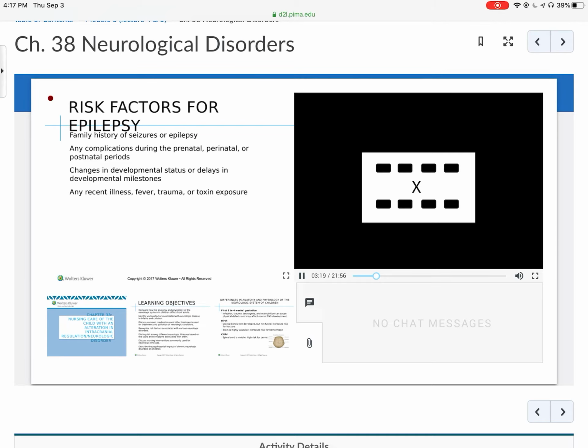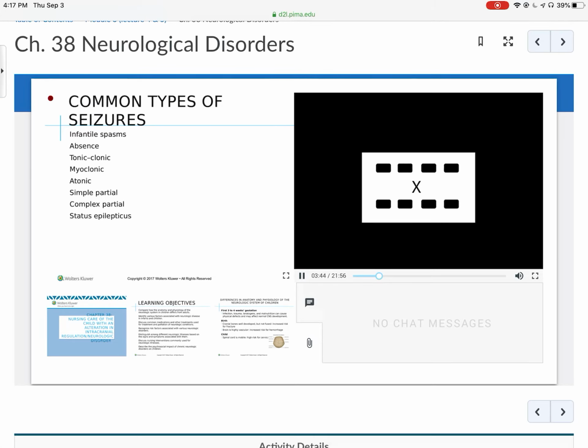to fit the current symptoms. Kids who have a family history of epilepsy are more at risk, or complications during the prenatal, perinatal, or postnatal periods, which Doris will go over a little bit in OB, and then changes in milestones or delays, and fevers or illnesses.